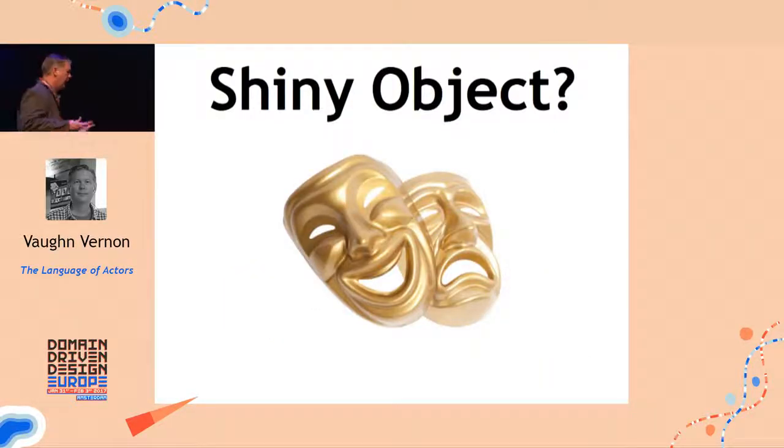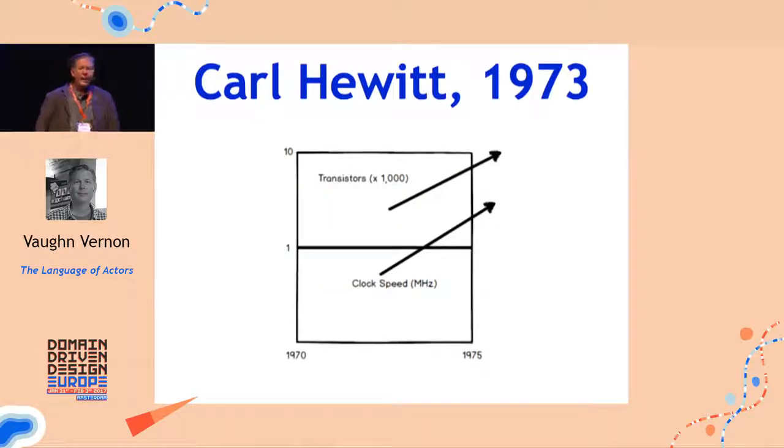Okay, is the actor model itself just a shiny object? Am I out of place in saying don't chase after shiny objects, and yet I'm presenting something that's relatively unfamiliar to a lot of people? Actually, the reason that I presented the year 1973 before is because that is when the actor model came into existence.